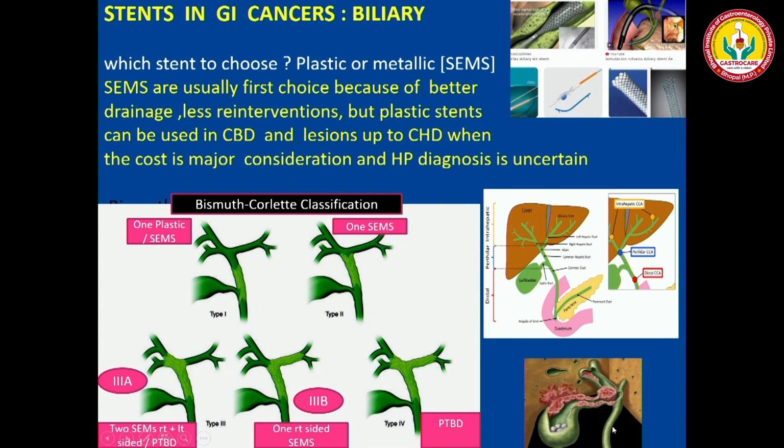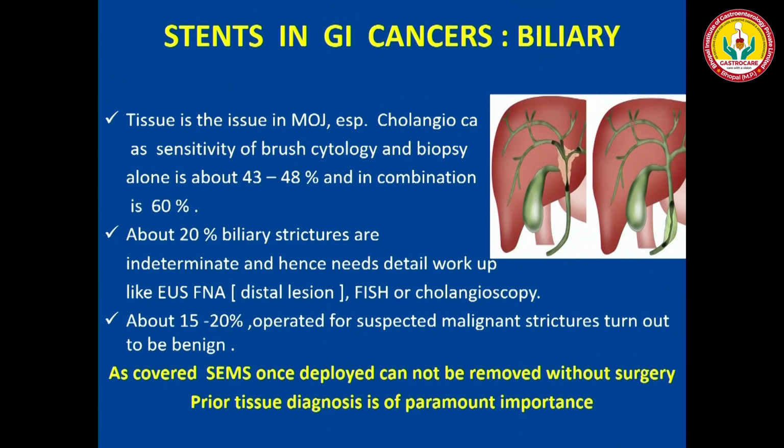This is the Bismuth classification, which we use for basically finding operability and the level of obstruction in patients with cholangiocarcinoma, but the same can be applied to find out the site of lesion or to select the type of stent in patients who have CABG.